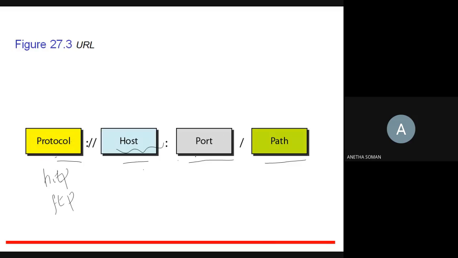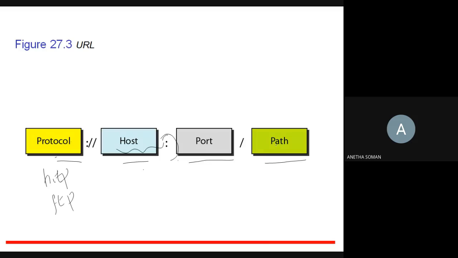Now, the third part is called the port. Sometimes the port number can be there, or sometimes it is not there. And if you want to separate the host and the port number, you make use of a semicolon here. Colon, not a semicolon, it is separated by a colon.